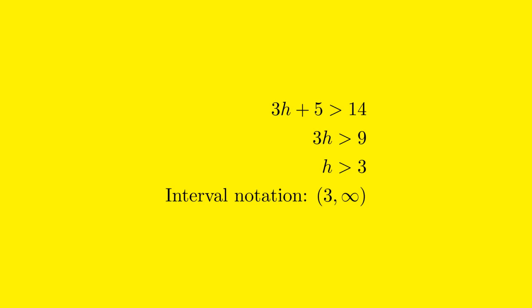This step alters the problem by eliminating the coefficient in front of h, thereby fully isolating the variable. This is a crucial step because it simplifies the inequality to just h and a number, making it easier to understand and interpret. In inequality notation, we have h greater than 3. In interval notation, this solution is written as open interval 3 to positive infinity.